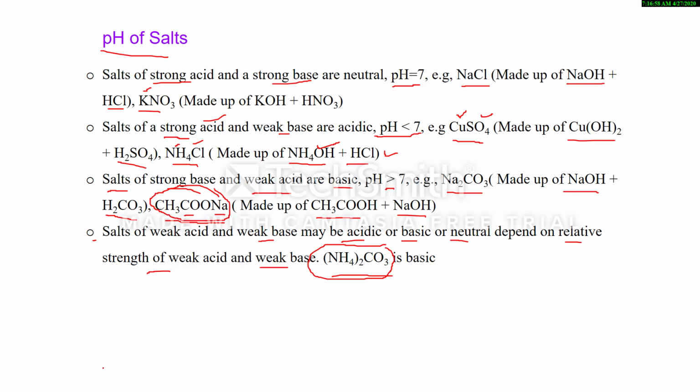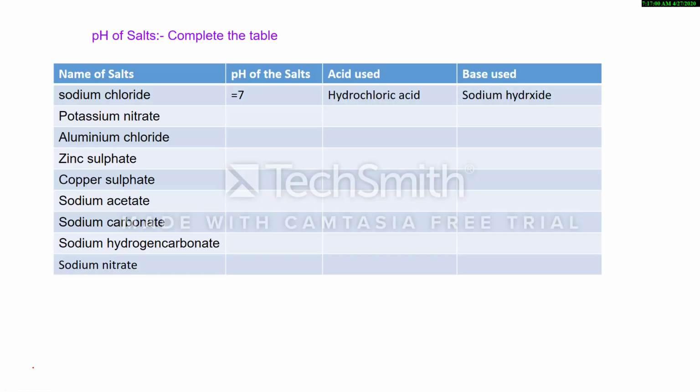Is it clear? Now, this is for you. You have to complete this table. One I have given for you. Sodium chloride, the pH of the salt we have written is equal to 7. Why is this equal to 7? Because this is made up of strong acid and strong base.